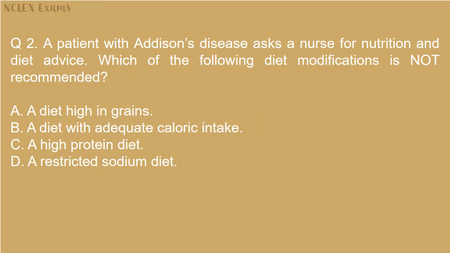Question 2. A patient with Addison's disease asks a nurse for nutrition and diet advice. Which of the following diet modifications is not recommended? A. A diet high in grains. B. A diet with adequate caloric intake. C. A high-protein diet. D. A restricted sodium diet.